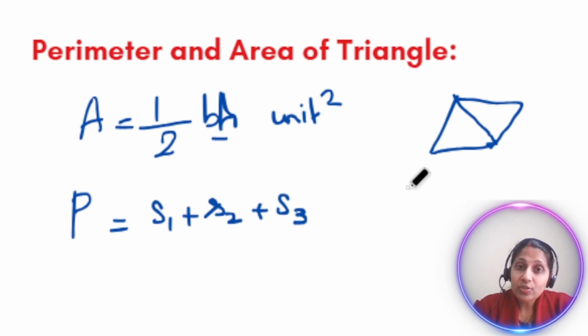Now, when you come to triangles, there is not only one triangle. There are different types of triangles, right? So let's understand what the different types of triangles are and how you find the area of those.